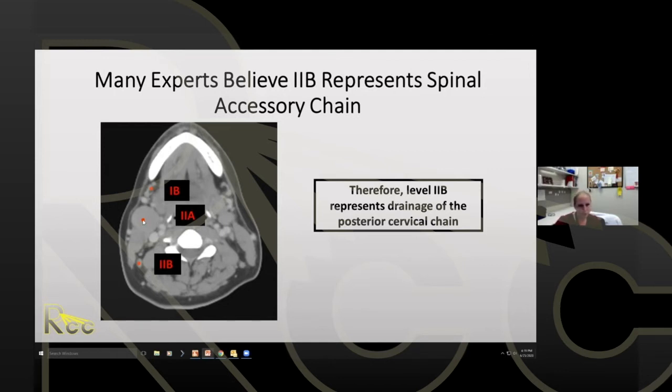So here in the CT example, we have this nice normal lymph node with a fatty hilum in level 1B. We have this grossly abnormal jugulodigastric node, or level 2A node, and then these shoddy little lymph nodes back here would be considered level 2B.